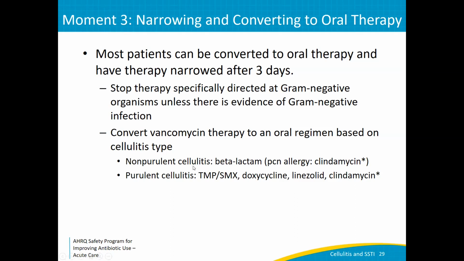And if you started treatment with vancomycin or another IV antibiotic, after about 3 days or so, you should be thinking about switching to an oral regimen, choosing an antibiotic based on the type of cellulitis they have. Again, non-purulent cellulitis, you're going to be thinking strep. You're going to think a beta-lactam like amoxicillin or cephalexin. Purulent cellulitis, you're going to be thinking MRSA. You're going to want to think something like Bactrim or doxycycline.